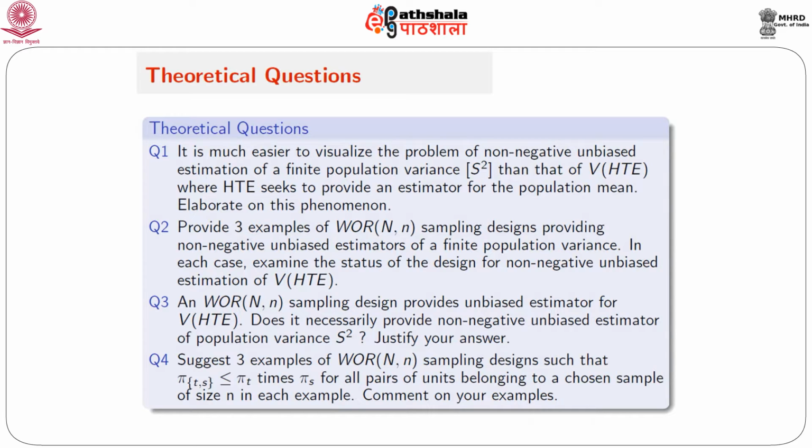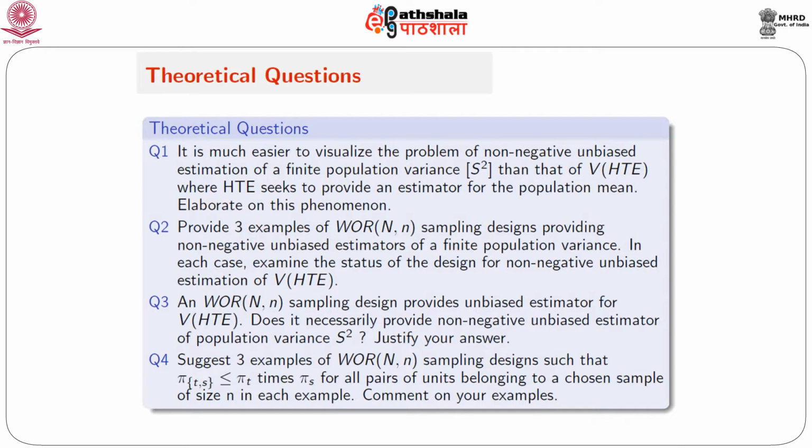Question number 1. It is much easier to visualize the problem of non-negative unbiased estimation of a finite population variance than that of the variance of the Horvitz-Thompson estimator, where the HT estimator seeks to provide an unbiased estimate of the population mean. Elaborate on this phenomenon. It is a good problem. So, what is the point of distinction between estimation of population variance and estimation of the variance of the Horvitz-Thompson estimator? Point of similarity, they both are quadratic in nature. Point of distinction, they have different expressions.